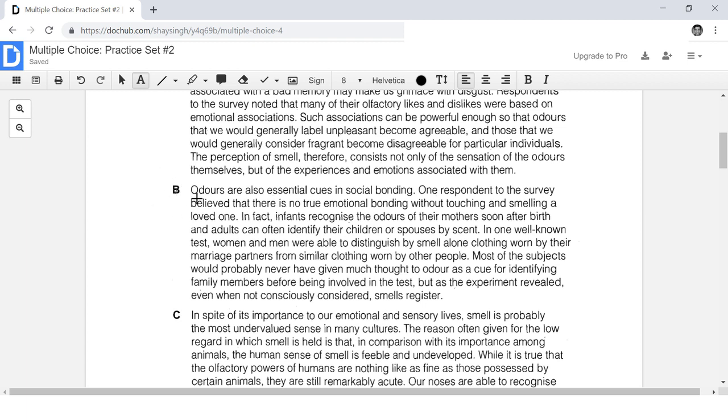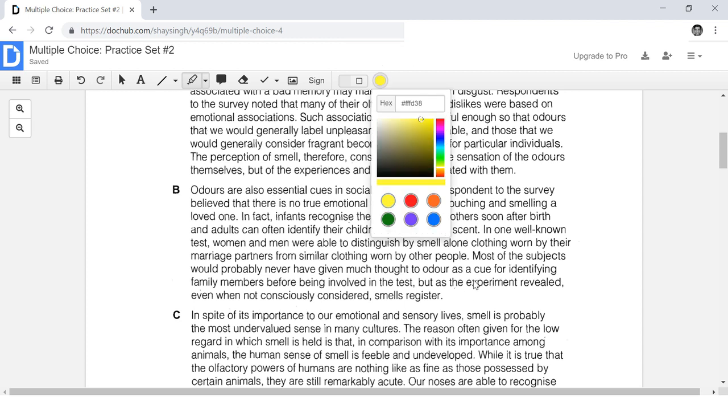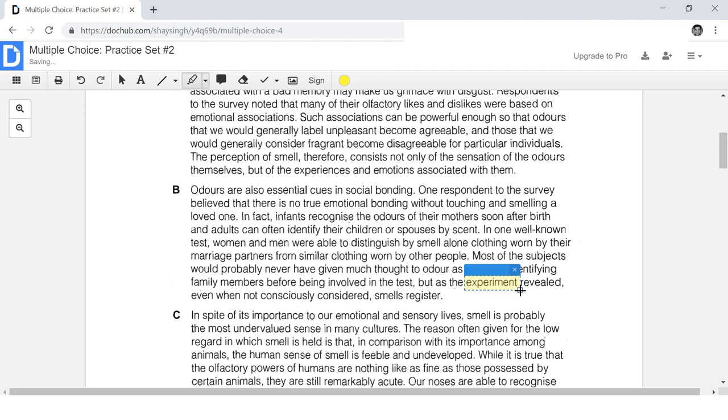So this is paragraph B. Let's look for experiment. Some sort of an experiment we are looking for. Okay, here I see the word experiment. So that is our keyword. I also see the word test, which is a synonym for experiment. So we're probably going to find our answer right here. That's going to be probably our matching sentence.